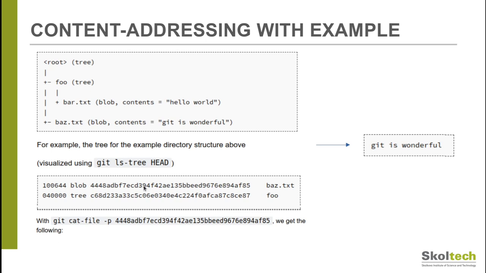The tree itself contains pointers to its contents, bus.txt, a blob, and foo, a tree. If we look at the contents addressed by the hash corresponding to bus.txt with git cat-file -p and the corresponding hash, we get the following. Git is wonderful, which is just the contents of the bus.txt file.